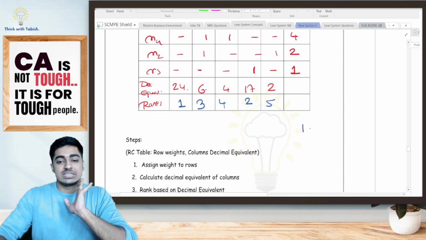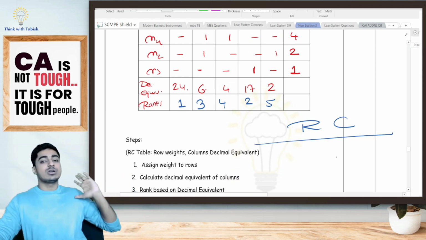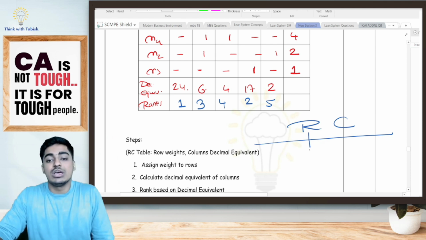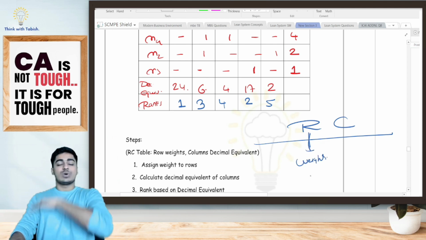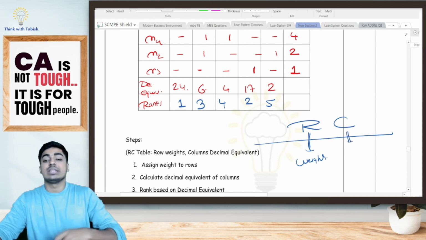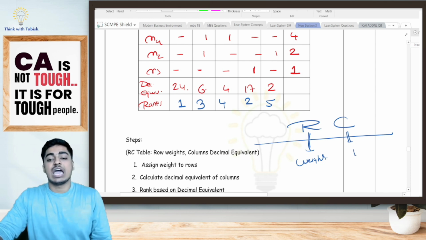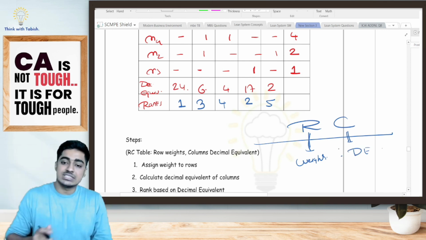Pay attention. It is my RC table. Table number 1 was CR table. Table number 2 is RC table. What am I doing? For my rows, I will give weights, from last 1, 2, 4, 8, 16, 32. This is done, step number 1. Next, for my columns, I will calculate decimal equivalent. Okay, for my columns, I have calculated decimal equivalent.